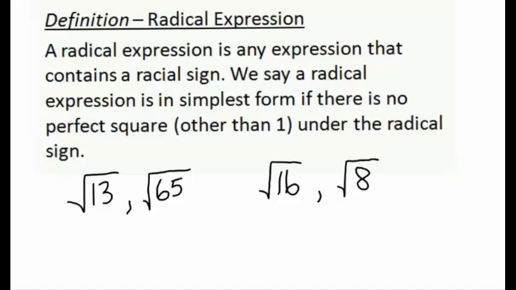On the other hand, the square root of 16 and the square root of 8 are not in simplest form. That's because we can rewrite the square root of 16 as the number 4, and 8 contains a factor that's bigger than 1 underneath the root sign that happens to be a perfect square. So 8 we can rewrite as 4 times 2. And 4 is a perfect square. It's 2 times 2. So we're going to see in a couple of slides how we deal with these radicals that are not in simplest form.